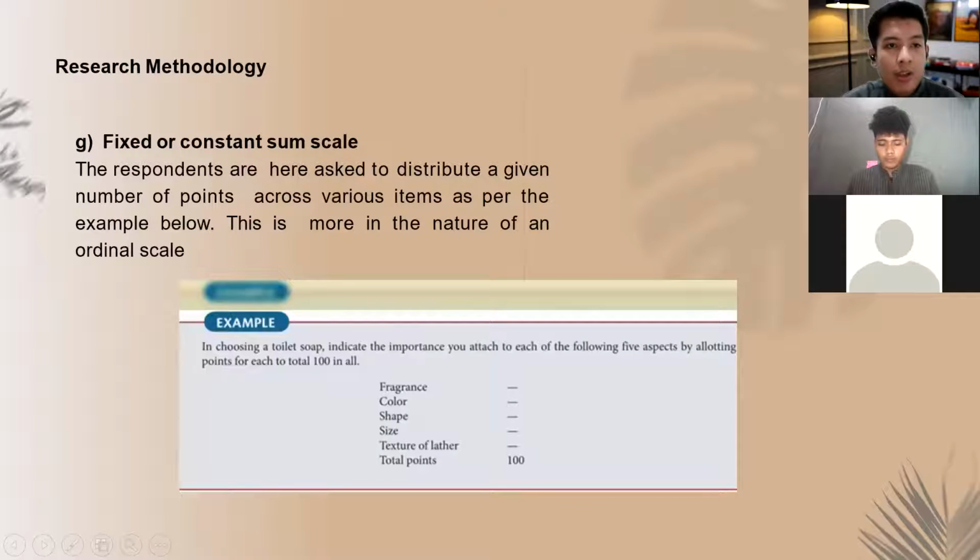And the next is the fixed or constant sum scale. The respondents are here asked to distribute a given number of points across various items as per the example below. This is more in the nature of an ordinal scale. So this is the example: we have to give points to each item until the total points reach 100. For example, if we put fragrance 10, color 12, and so on, the total points should reach 100.